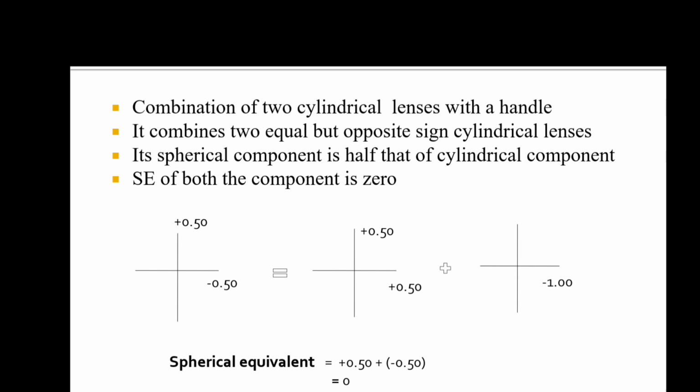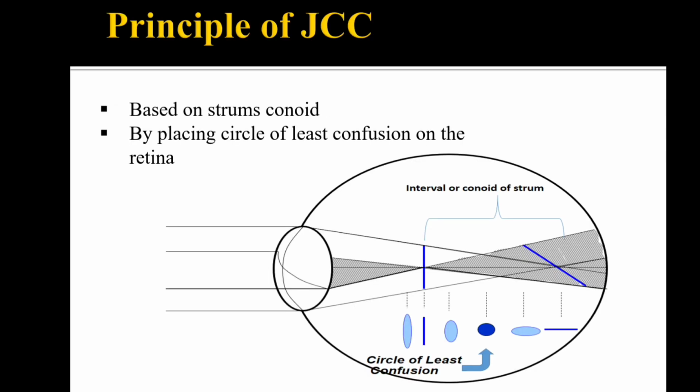Principal meridians of JCC are marked by red and black or red and white lines. The handle of JCC bisects the principal axes by 45 degrees. Most commonly available JCCs are plus minus 0.25 diopter, plus minus 0.50 diopter and plus minus 1 diopter. And most commonly used are plus minus 0.25 and plus minus 0.50.